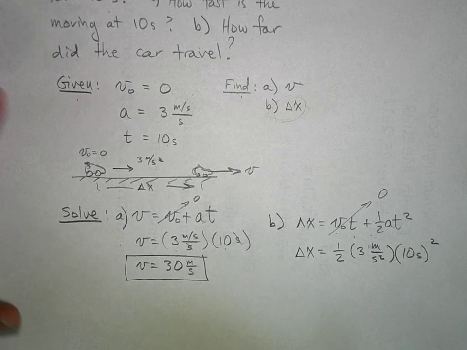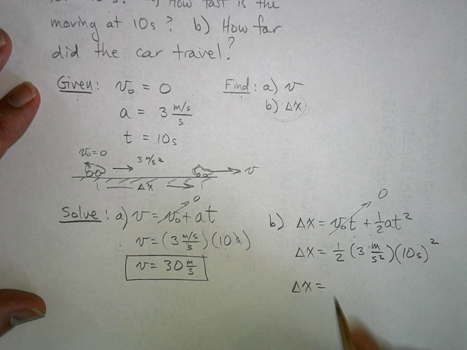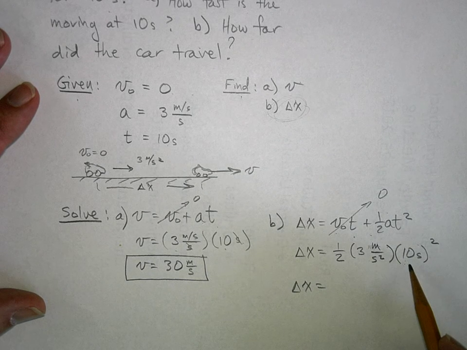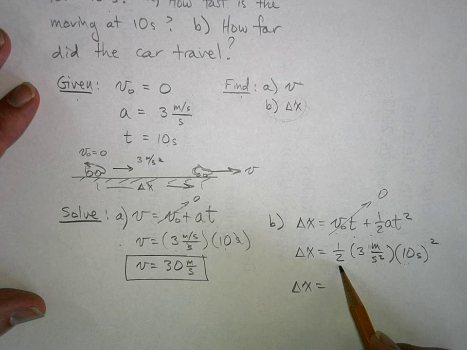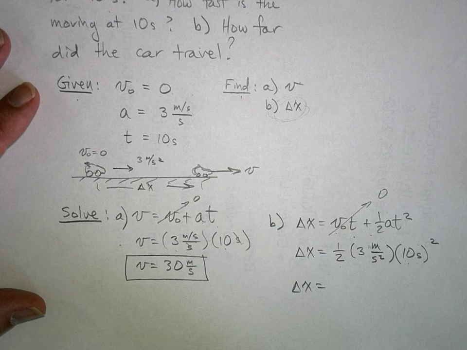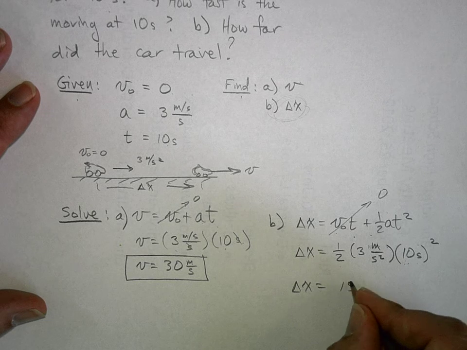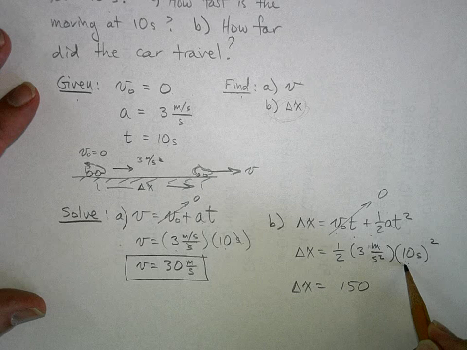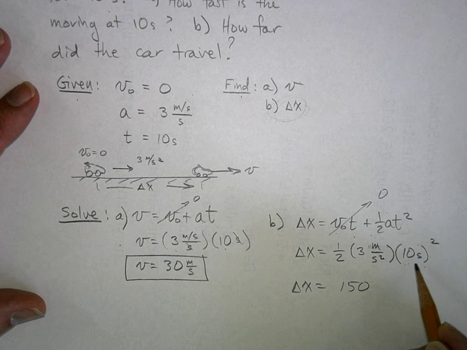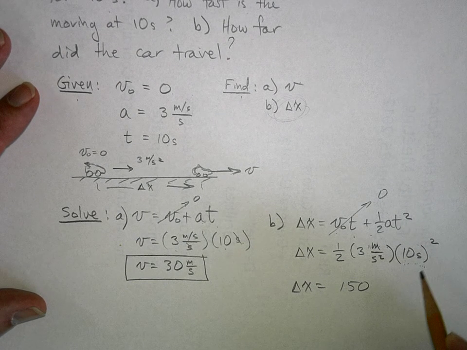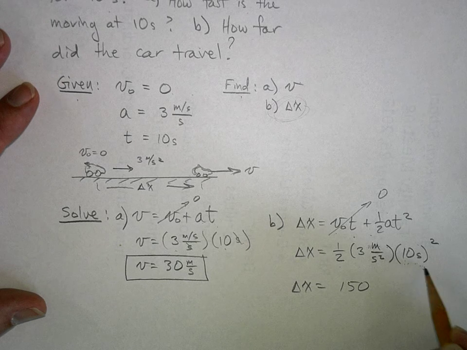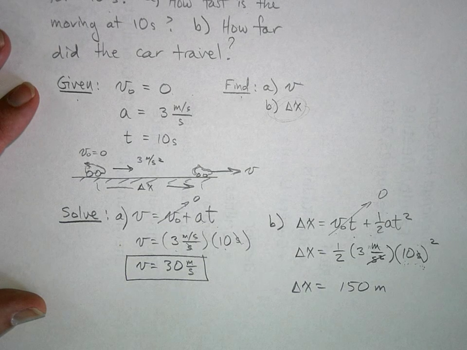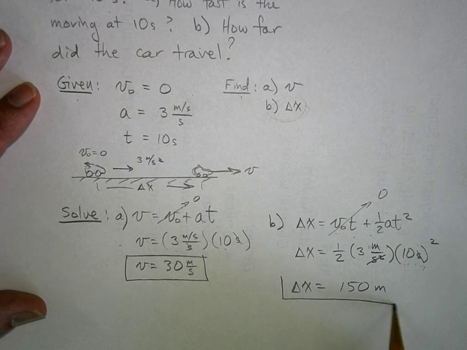So delta x, my displacement is going to be, well, what's 10 times 10? It's 100. Divided by 2 is 50. 50 times 3 is 150. Okay, that's how I do it without a calculator. This gives me seconds squared, though, right? You square the number, but you're also squaring the units. So 10 seconds times 10 seconds is 100 seconds squared. So this second squared will cancel the second squared there, leaving just meters. And there we go.